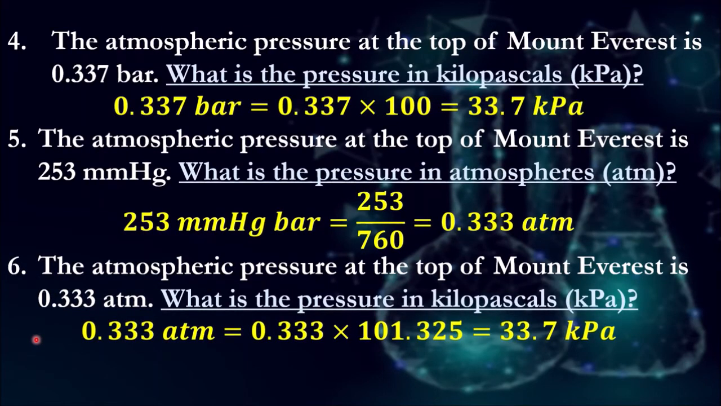Cool. Alright, so if you want to convert bars into kilopascals, times it by 100. So you have 33.7 kilopascals. If you want to convert the pressure of mercury into atmospheric pressure, it's 253 over 760. So that's your answer there. And also our final question, how much is this in kilopascals? 33.7 kilopascals is my answer here.